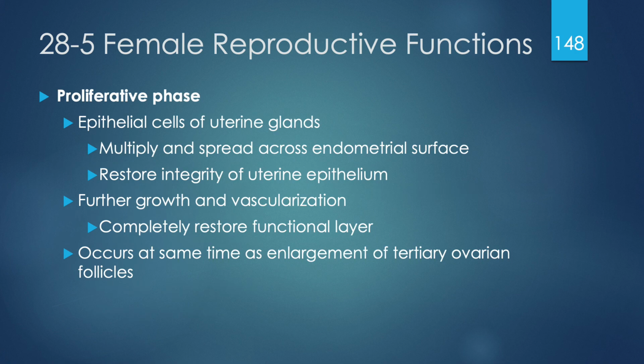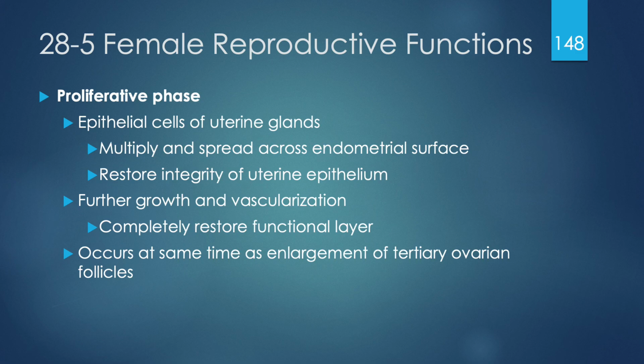The proliferative phase is when something is being built up. So the epithelial cells of the uterine glands are now going to multiply, and they spread across the endometrial surface. This serves to restore the integrity of the uterine epithelium after it's been shed during menses. During this time, there's additional growth and vascularization, and this completely restores the functional layer of the endometrium.